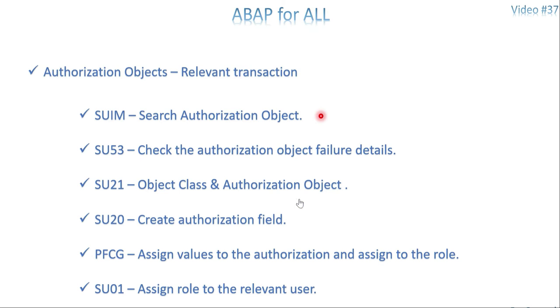It may be a standard or custom one. And SU21 is for object class and authorization object creation. SE20 creates an authorization field, which probably is not required, because through SU21 also you are able to do it. So what is an authorization field? Suppose you want to create a field, maybe a custom field. It's not a material type, it's not a company code, it's not a plant, because those are standard fields that already exist. There is a new field, maybe a custom field you want to create, or there is a standard field which is not used at all.